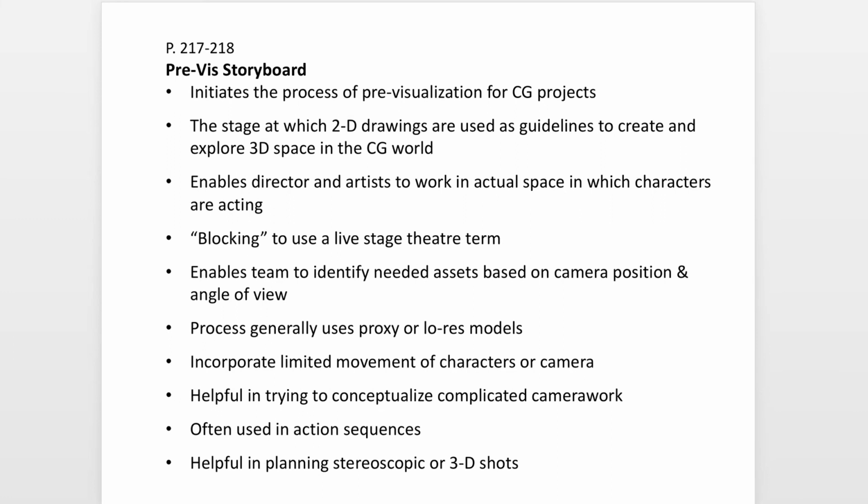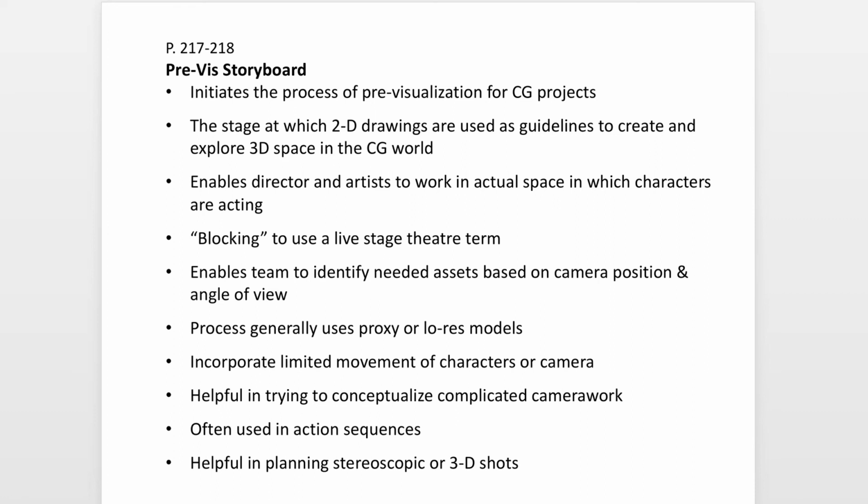Page 217 through 218, previs storyboard. This is the stage in which you initiate the process of pre-visualization for computer graphic projects. It's a stage at which 2D drawings are used as guidelines to create and explore 3D space in the CG world. It enables the director and the artists to work in the actual space in which characters are acting.